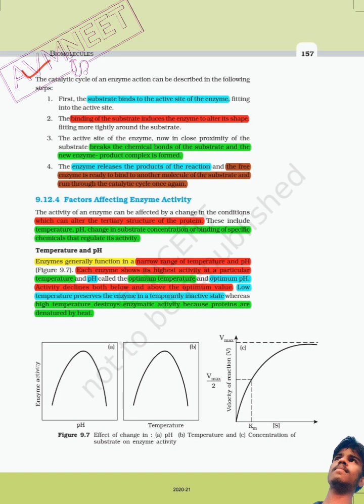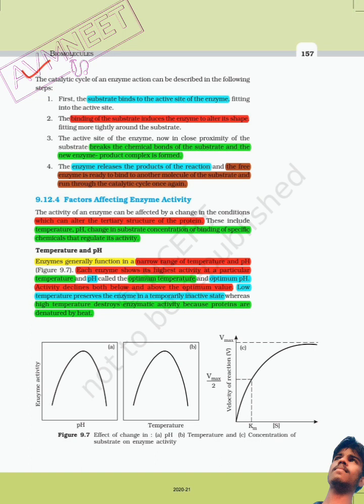9.12.4 Factors affecting enzyme activity. The activity of an enzyme can be affected by a change in the conditions, which can alter the tertiary structure of the protein. This includes temperature, pH, change in substrate concentration, or binding of specific chemicals that regulate its activity.